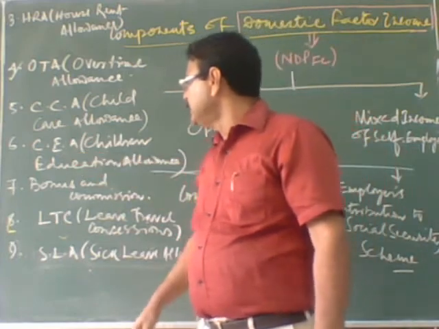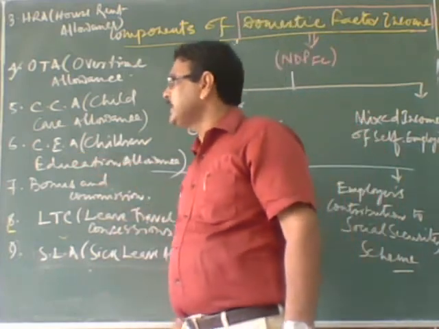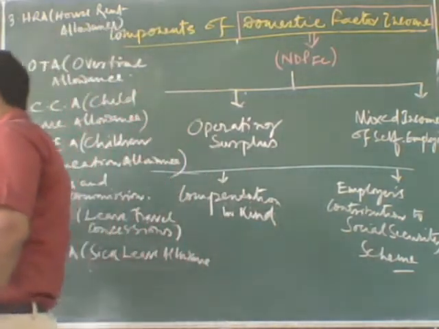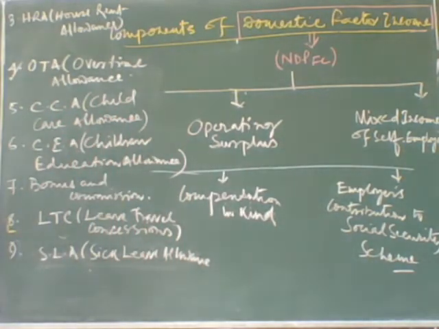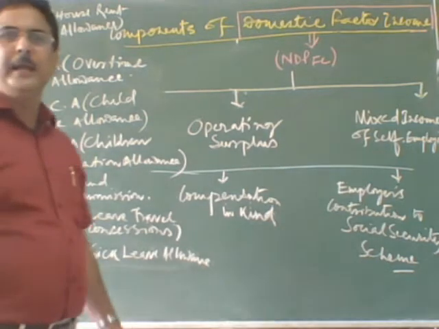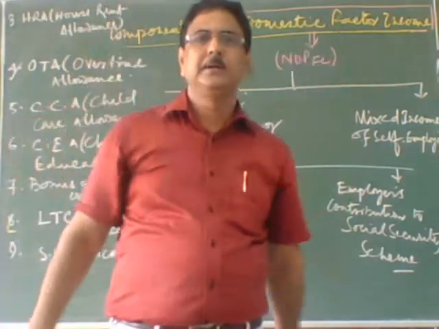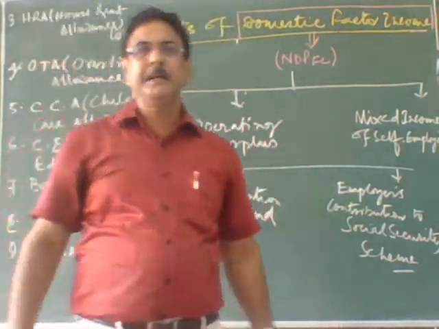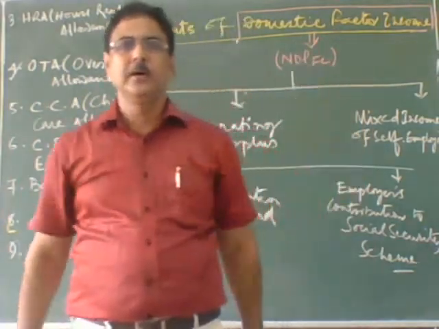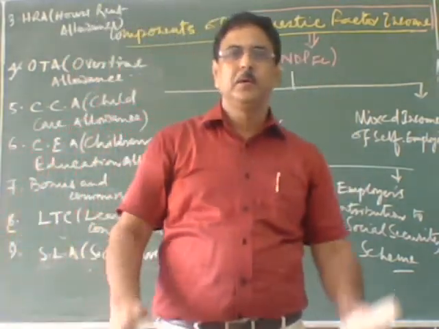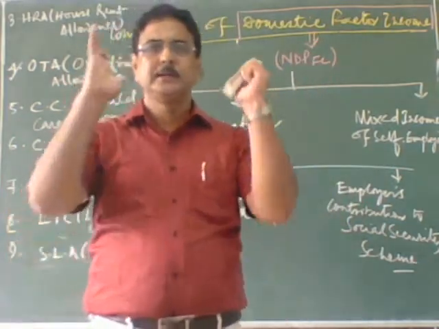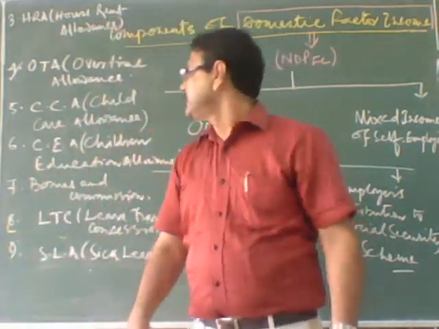Next, I will come to the CEA, Children Education Allowance. Children Education Allowance means the government pays 2,250 rupees per month to their employees for the education of the children. But if the children are staying in a hostel, the government will pay 6,750 rupees.